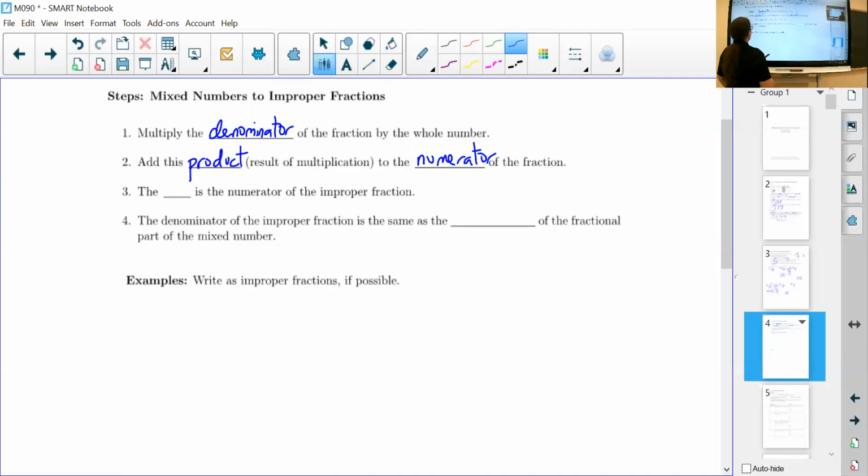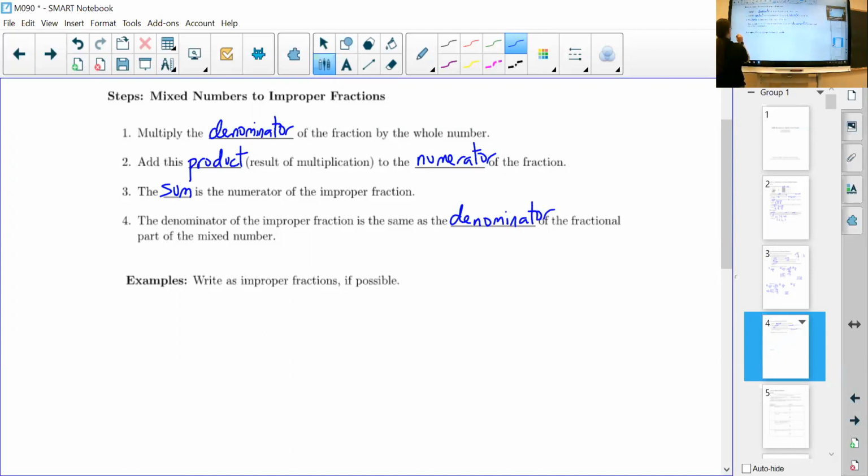of the fraction. And now the sum, the answer of the product plus the numerator, is the numerator of the new number, the improper fraction. And the denominator is just the same as the denominator that we started with.